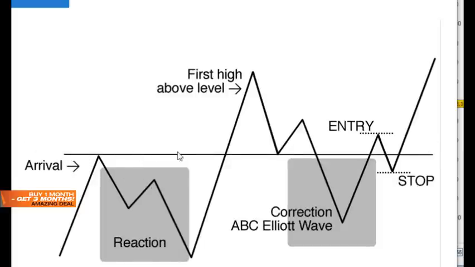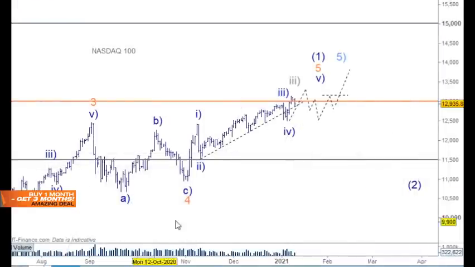So if this is the 13,000 across here, we've had our arrival, we've had our reaction, and we're in our first high above the level, and then we're basically moving back down below the level now. So if we get support over here at some point, then we'll just be looking at these highs here and looking to go long. Otherwise, after 3 waves down, we can look to go short at that point. So we've got the arrival here, the reaction, and the first high above the level here. It's only very small and faint, but we can work with that. So that's good.